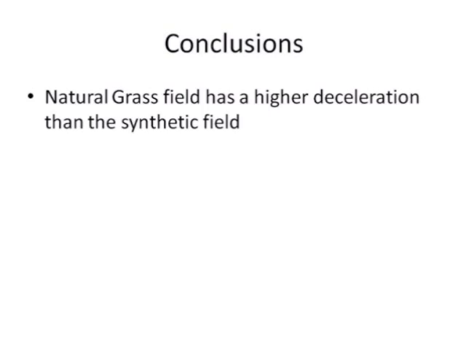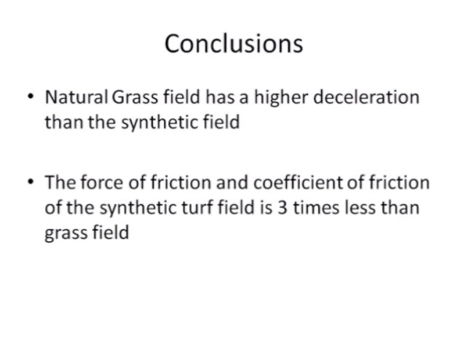To conclude, we found that the ball faces a higher deceleration on the natural grass field compared to the synthetic turf field. The synthetic turf field also applied a frictional force 3 times less than that of the natural grass field and thus had a lower coefficient of friction. Please note that in this video we made several assumptions that are not true in the real world, and this may have changed some of our results.